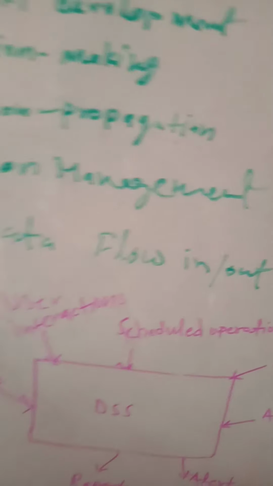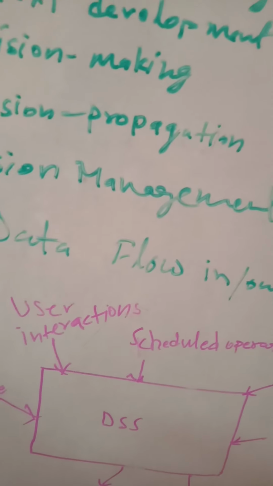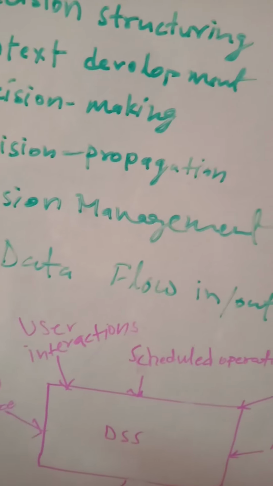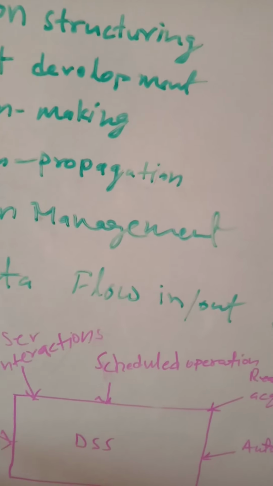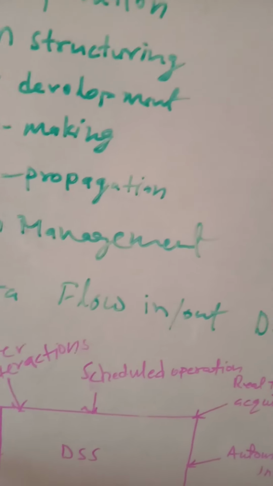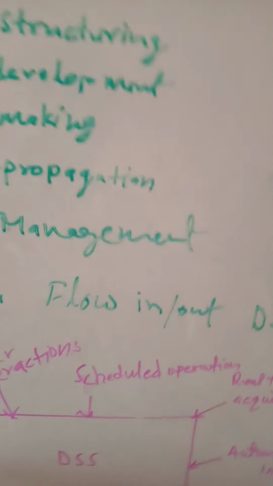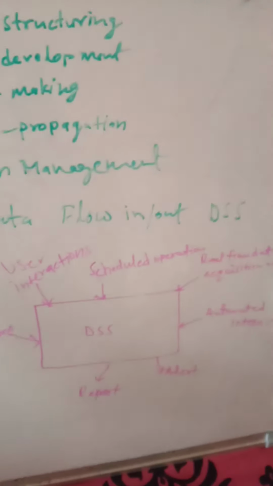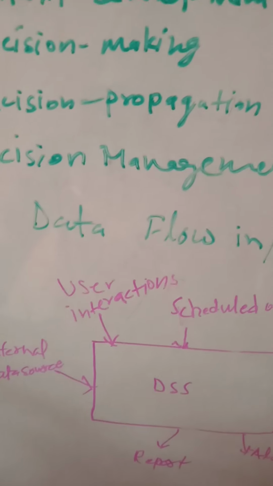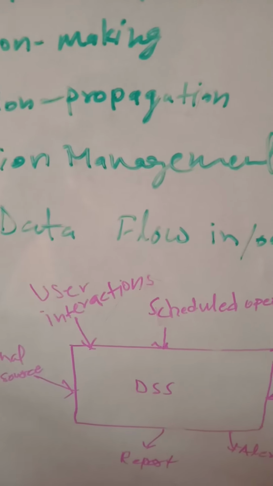Now the types of DSS. There are 5 types of DSS. First is model driven, second is data driven, third is communication driven, fourth is document driven, and fifth is knowledge driven. All are defined in the lecture presented in the PDF. So please refer to the PDF that I will send you or share with you through WhatsApp.